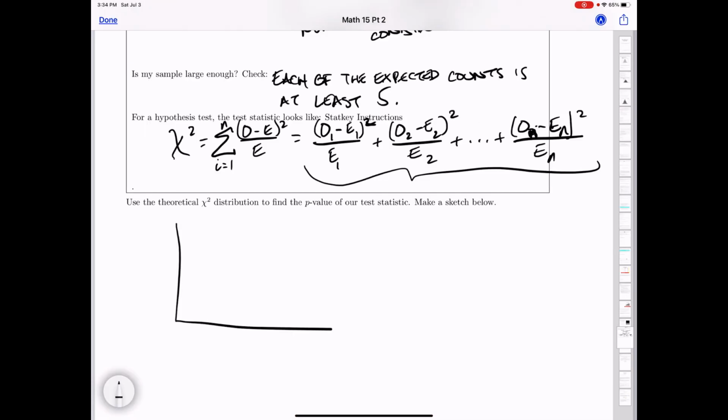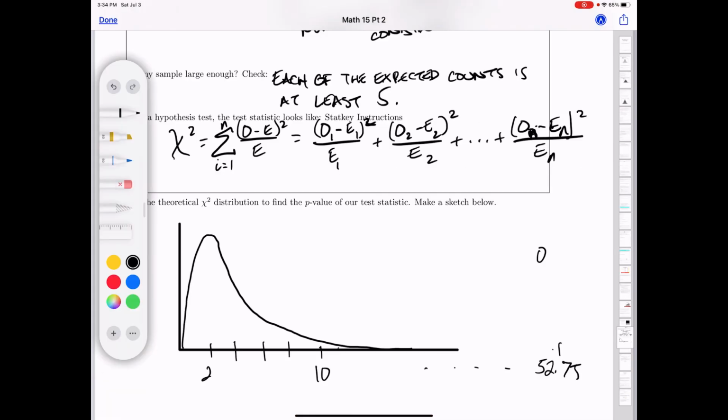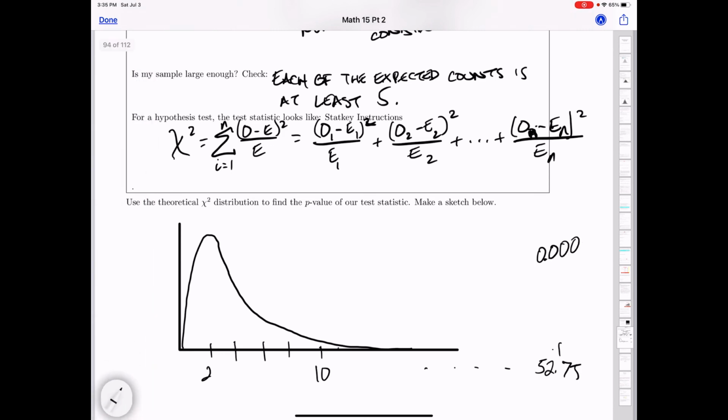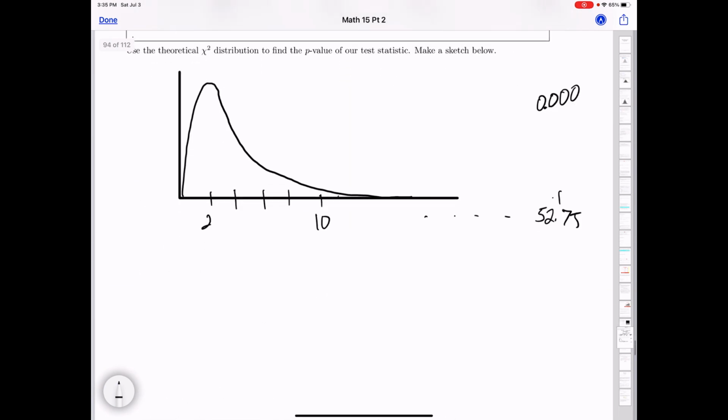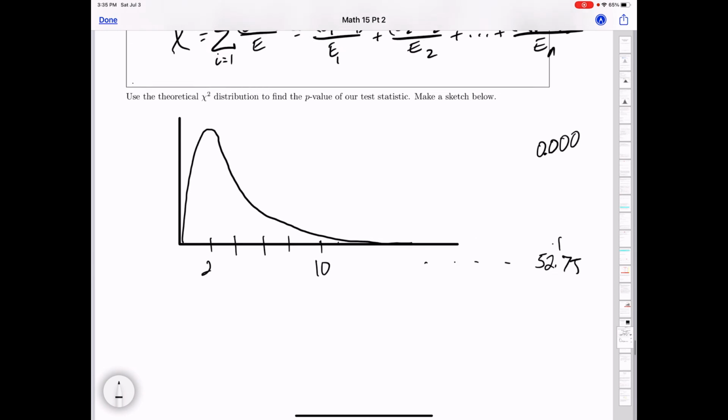But we see a very similar picture. So the sketch was something like this. 52.75 gave us a p-value again of 0.000. And so you can compare that to our picture before. It looked very similar, right? So we expect our theoretical distribution to look similar to the randomization distribution, and it does.